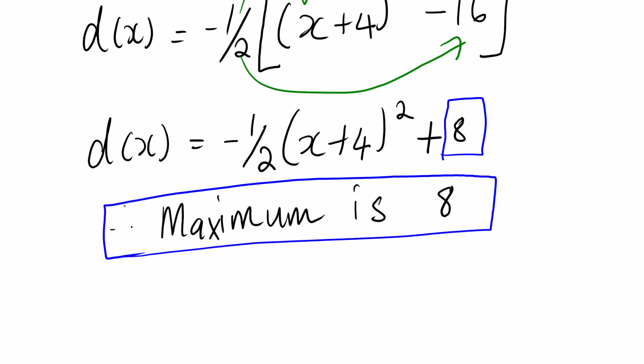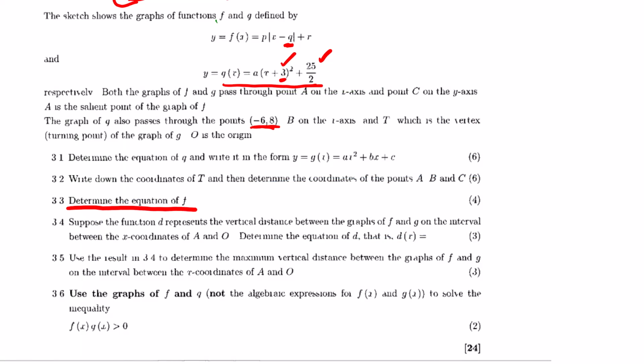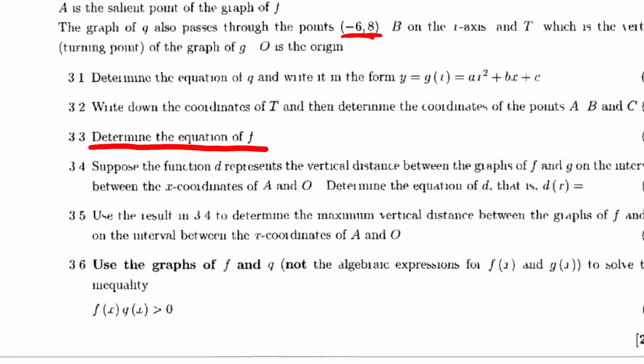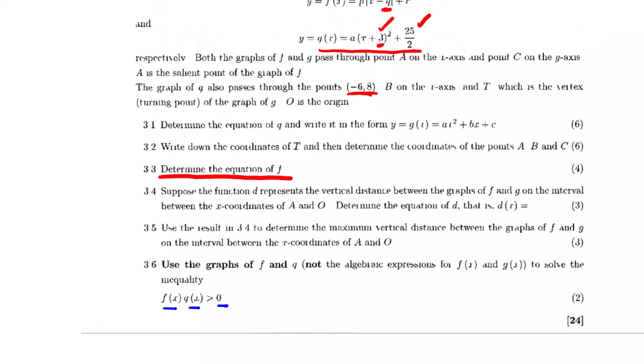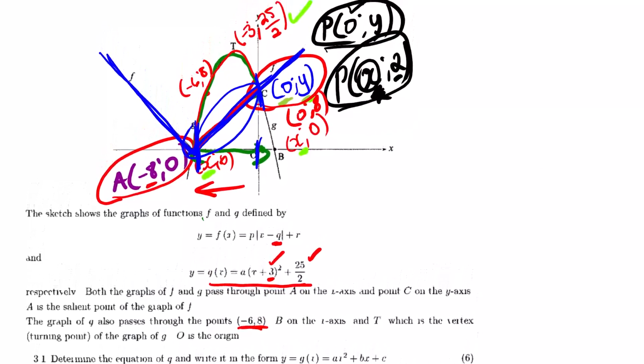Let us look at the following question. 3.6. Use the graphs of f and g, not the algebraic expression for f of x and g of x, to solve the inequality. So we are given this. This is the inequality. So we are looking for the x values whereby when you multiply f of x and g of x, the value will be greater than 0. This question can be challenging sometimes to learners, but we need to focus.